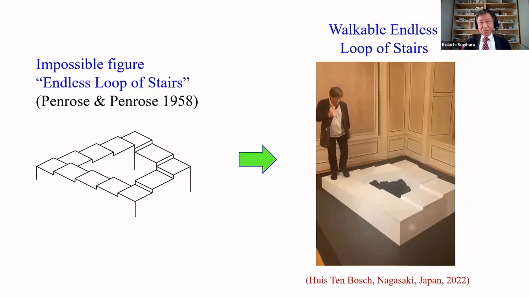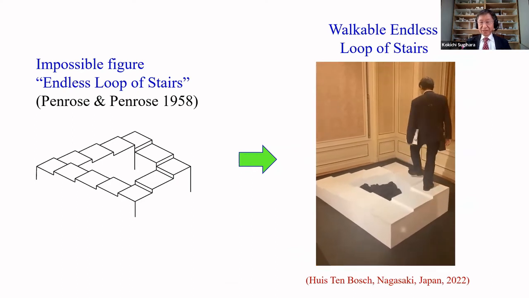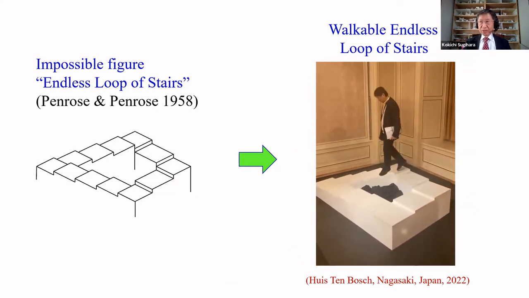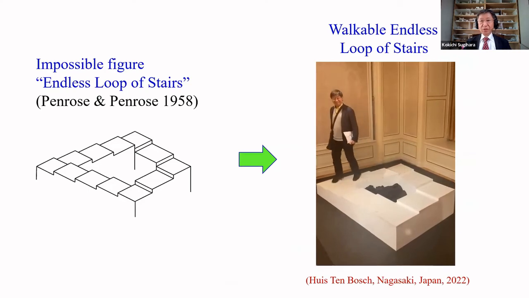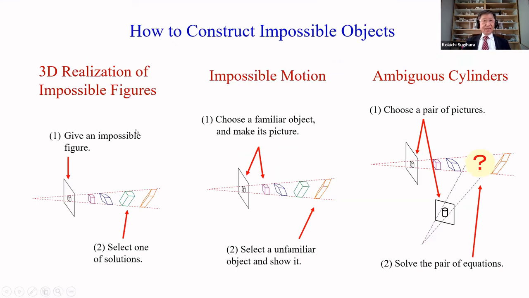And this is a walkable endless loop of stairs. In the non-rectangularity trick, we can use the object in a connected way, and so we can walk on this. Now, this is a summary of my method. I have shown three different types of impossible objects, but they all can be constructed by the same mathematical principle. And the first one is a 3D realization of impossible figures.